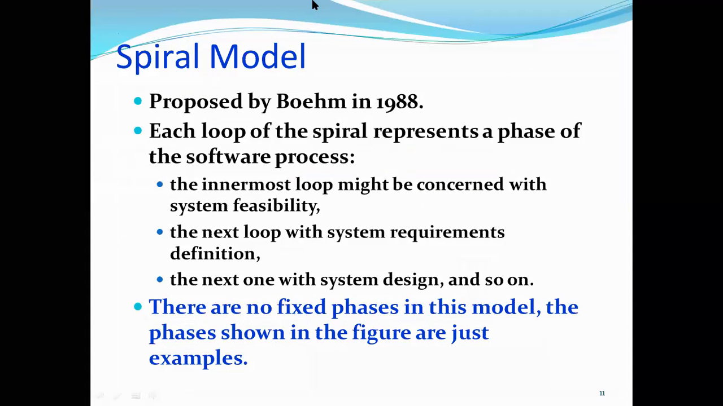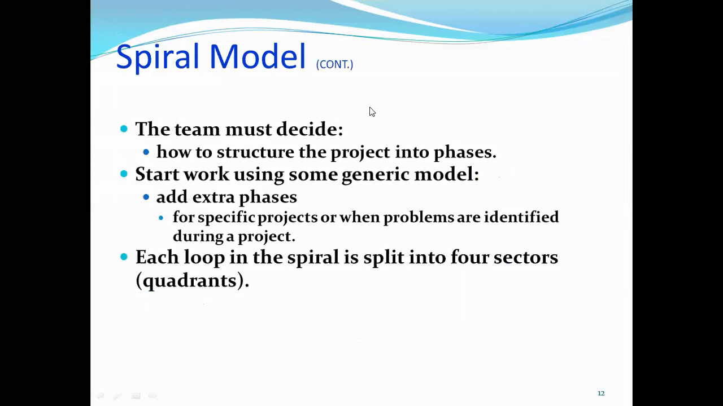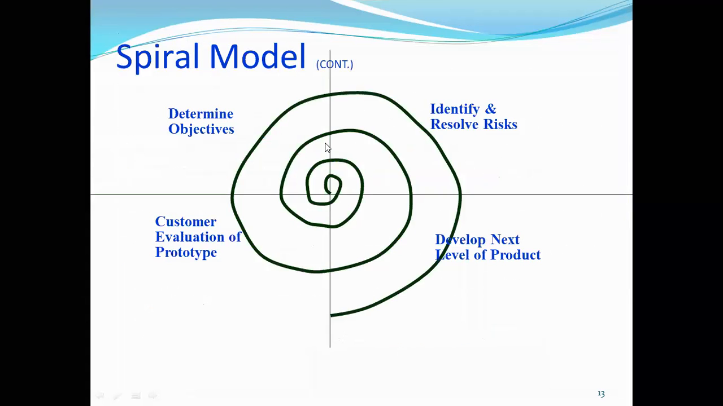There are no fixed phases in the model. You need to remember one thing: in the spiral model, there are no fixed phases. The phases shown in the figure are just examples. You can see here the diagram of the spiral model. Determine objectives. Number 2 is identify and resolve risk. Next is develop next level of product, and the next is customer evaluation of prototype.